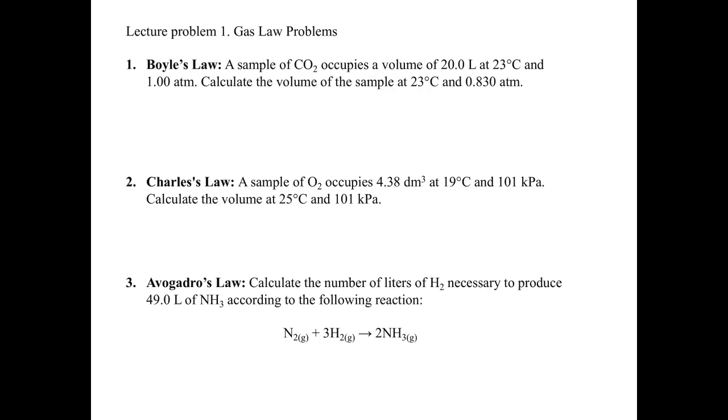Now, the way that I like to start all of these problems is to write down what we know. So we have a pressure, a volume, and a temperature of a gas sample. In this case, the pressure initially was 1 atmosphere, we have a volume of 20 liters, and we have a temperature of 23 degrees Celsius. So we get that down to start, and then we change some things. In this case, we're changing the pressure.